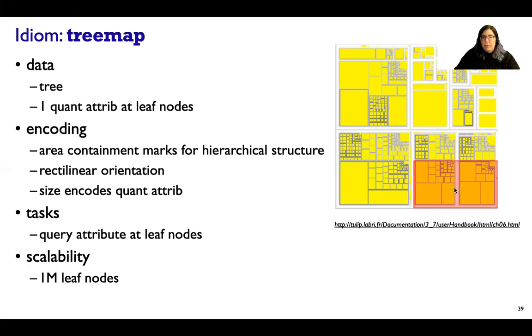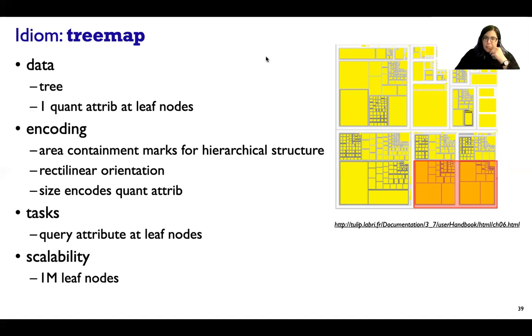So we can see this is definitely rectilinear orientation, right? Not radial. And what is this good for? This is really good for the task of understanding that attribute value that's at the leaf nodes, right? It jumps out at me. Look, here's a big one, and here's a bunch of small ones. So finding the extreme values, in particular the maximum values. Finding max values is really easy with a tree map. You notice the big things.